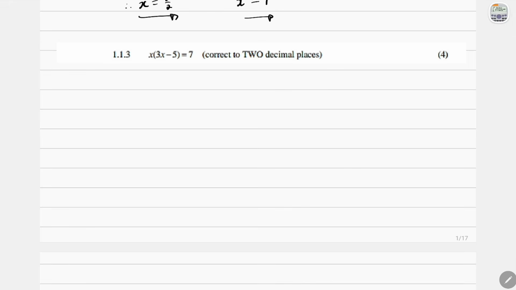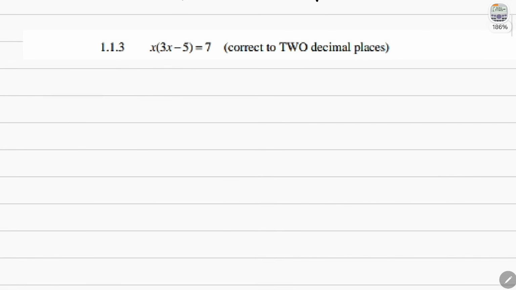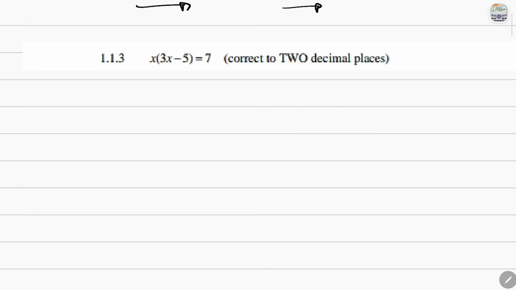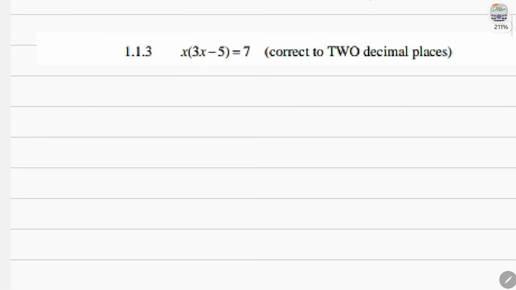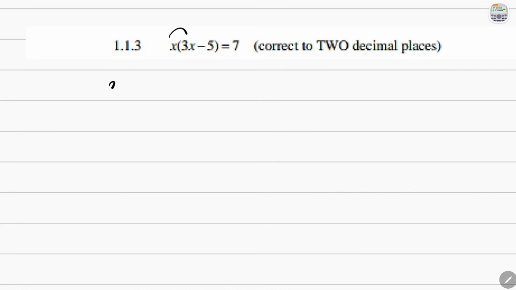Question 1.1.3, they say we need to solve for x in this equation correct to two decimal places. Here we clearly have to use the quadratic formula. One hand side is not equal to 0. You can see that this has to be expanded further. So multiply in, we get 3x squared, and then distribute. That gives us negative 5x. And you can just transpose the 7, so minus 7 equals 0.